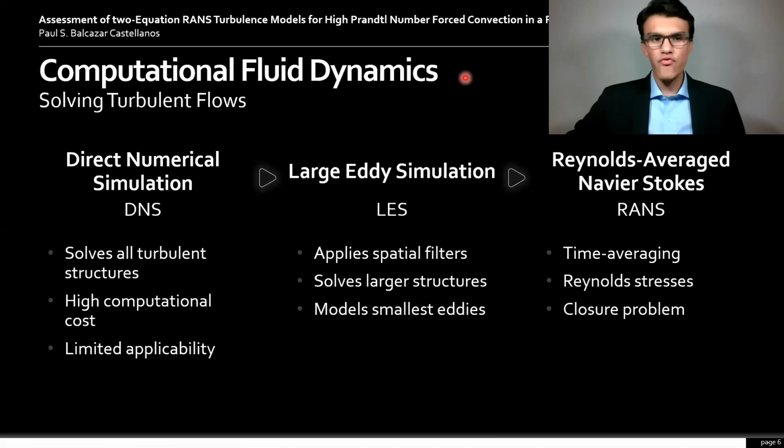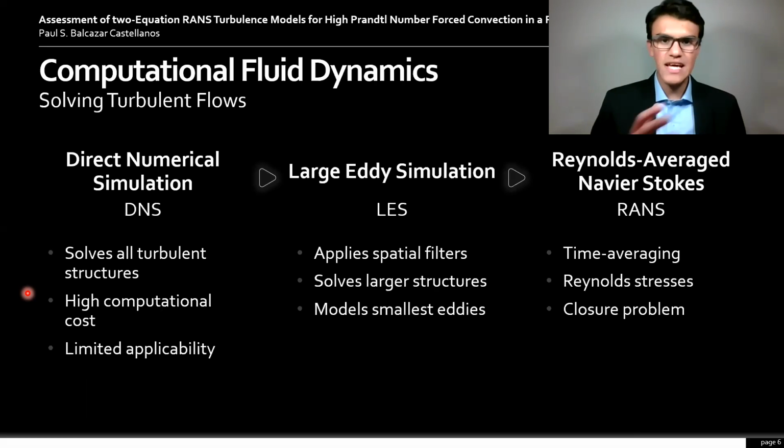In terms of computational fluid dynamics and methods for solving turbulent flows, we have direct numerical simulation, or DNS, which solves all turbulent structures directly, from the largest eddies to the smallest ones known as the Kolmogorov scales. This requires that the grid be smaller than the Kolmogorov scales in order to fully resolve them. This leads to a high computational cost associated with this method, and it limits the flow conditions and geometries that can be applied.